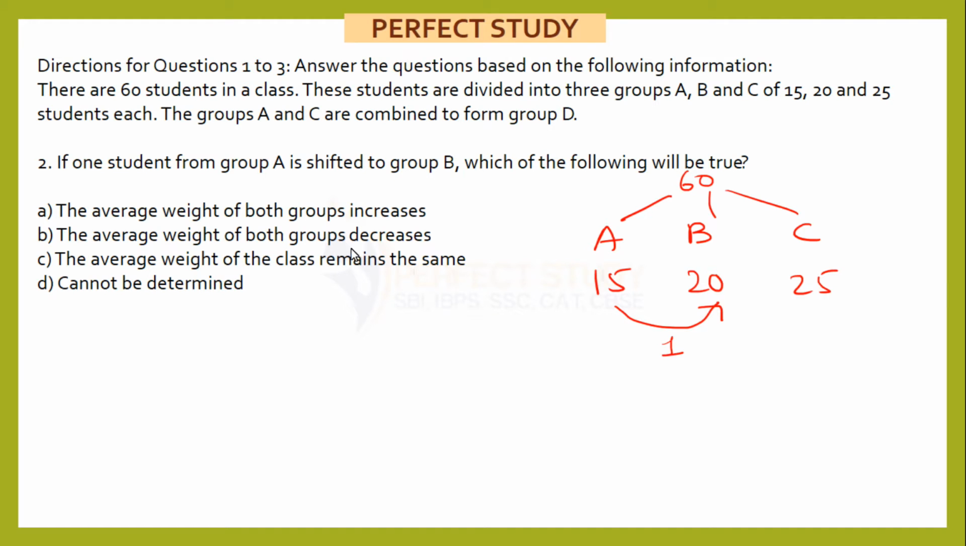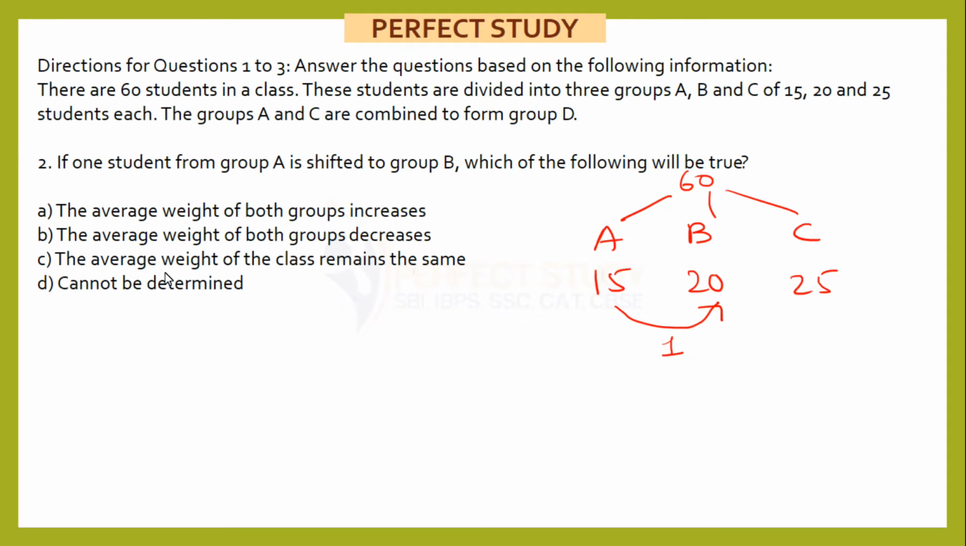The average weight of both groups decreases. So when will it decrease? It will decrease if this student's weight is more than the original average of Group A and it is less than the original average of Group B. Then the average of both groups will decrease, but there is no information, so we cannot conclude that.